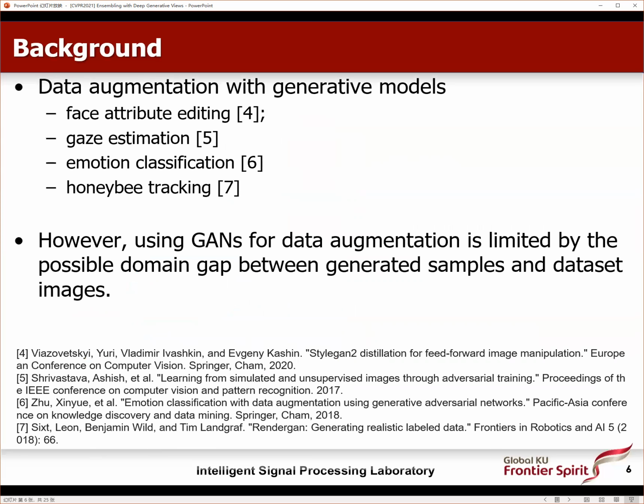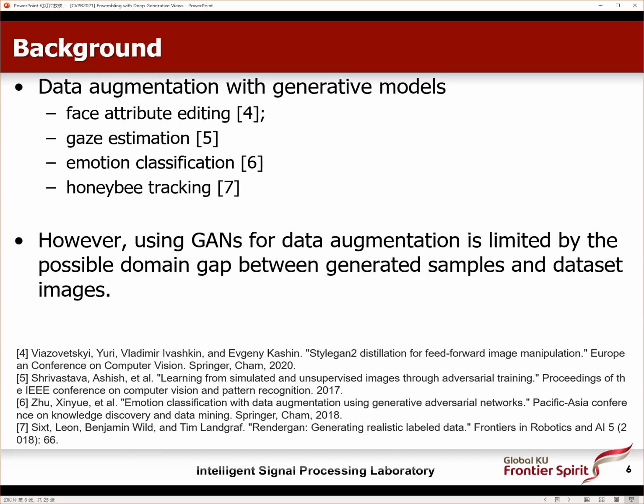Okay. Let's go back to data augmentation with the generative models. It can be used widely, so I will not dig into it. I just want to give the conclusion for these kinds of methods. Using GANs for data augmentation is still limited by the domain gap between the generative samples and the dataset images. How can we do that? It is still an open question to researchers.